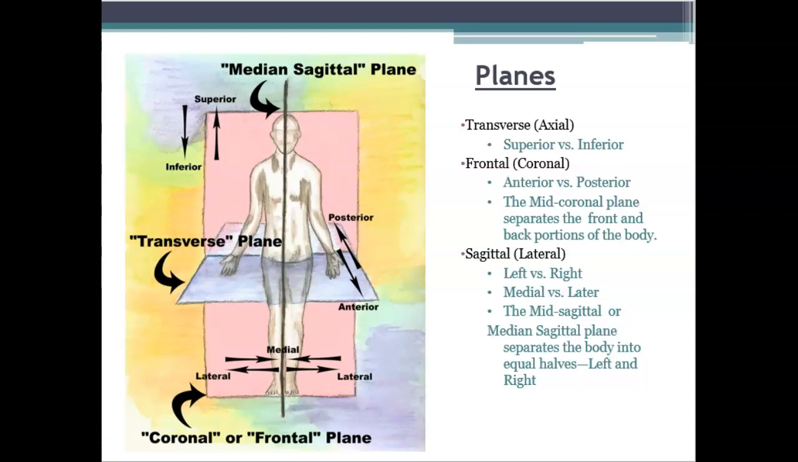Then you have the frontal plane, which is anterior to the front versus posterior to the back. You have the midplane, which separates the front and the back portions of the body, as if you were cutting the body in half. Next, we have sagittal, also known as lateral, left to right. Medial versus lateral. The mid-sagittal or median sagittal plane separates the body into equal halves, left and right.